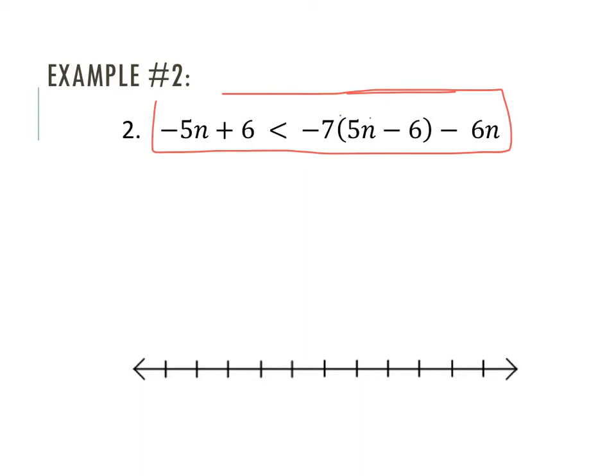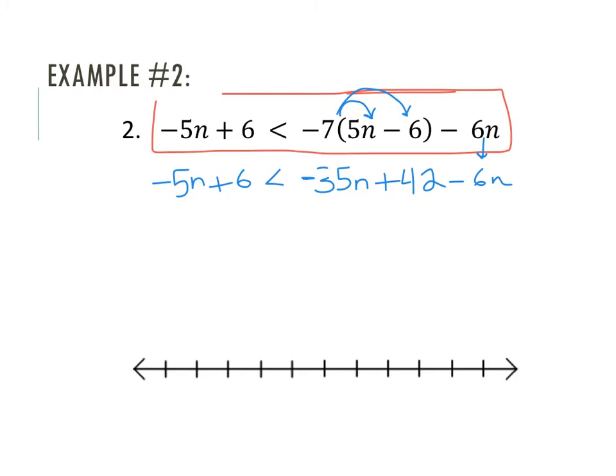So let's distribute that negative 7 through both terms. So I still have the negative 5n plus 6 on the left side, less than, and if I distribute that negative 7 through, it becomes negative 35n plus 42. You have to do it to both terms. And then we still have that negative 6n on the tail end that we haven't touched.